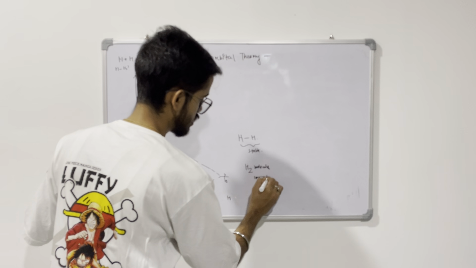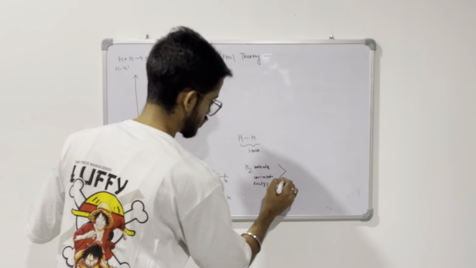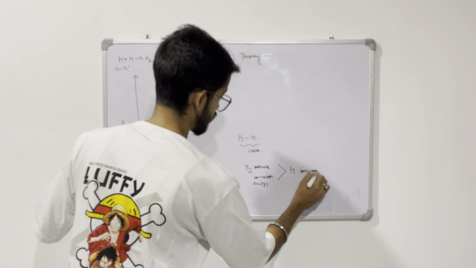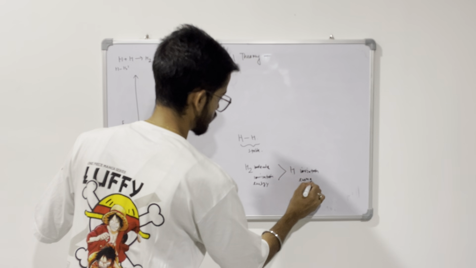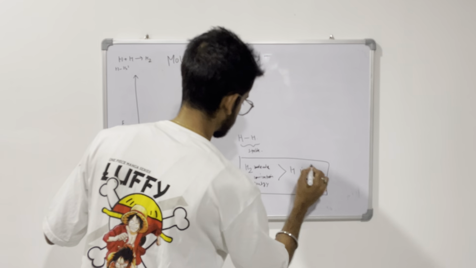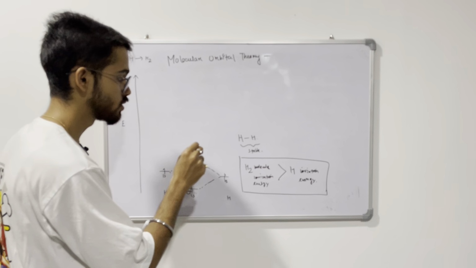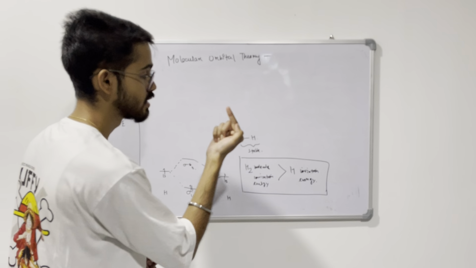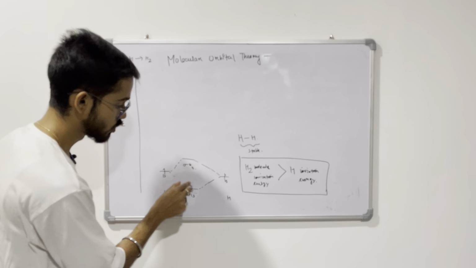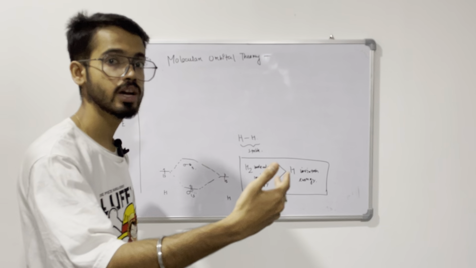So H2 molecule ionization energy is always more than hydrogen atom ionization energy. Always remember this fact: hydrogen molecule ionization energy is always greater, because the hydrogen atom is not as stable as H2. That is why hydrogen does not exist as a single atom, it exists as a molecule. This is because these electrons are highly bonding in nature, so it combines to form the H2 molecule to become more and more stable.